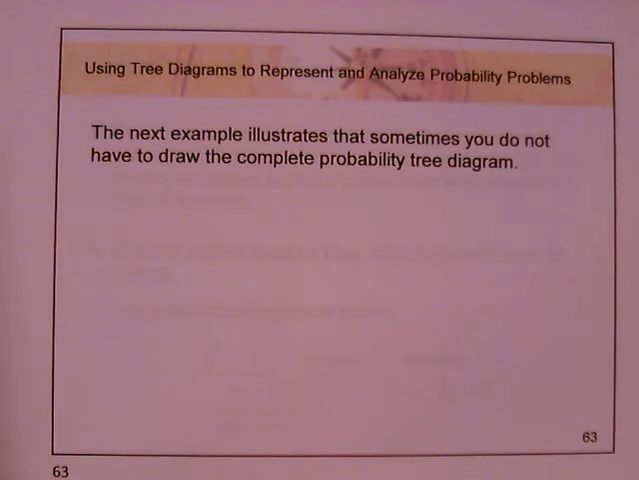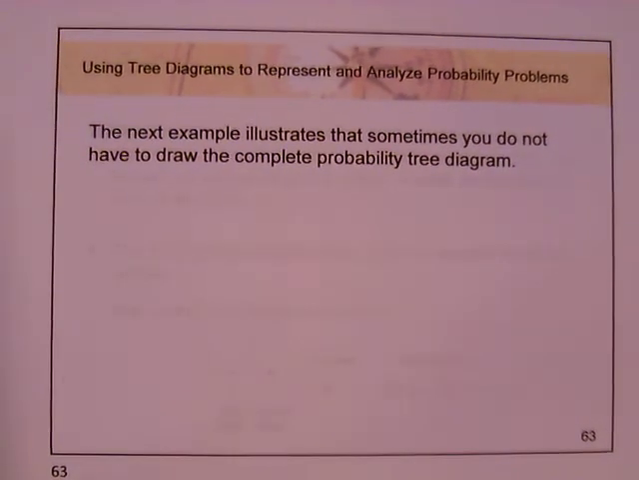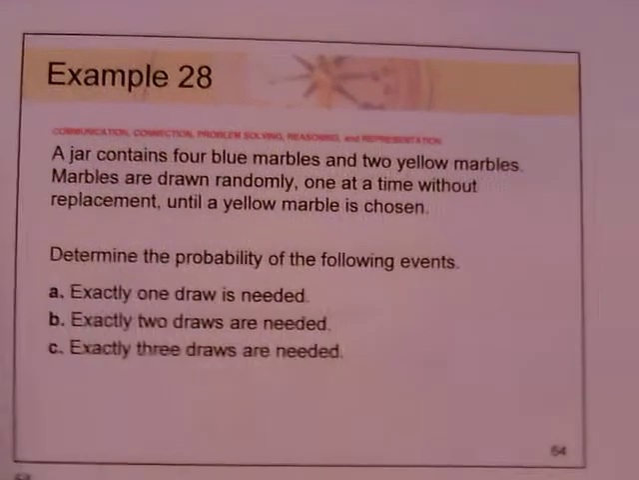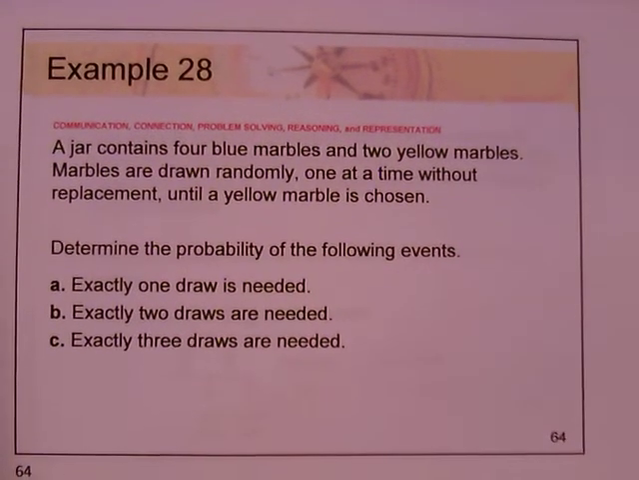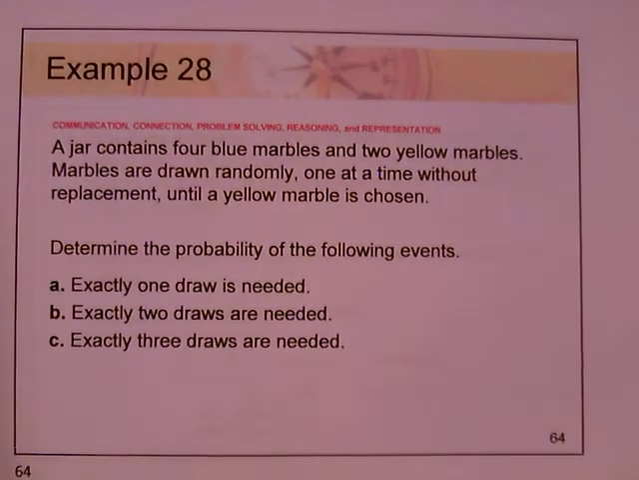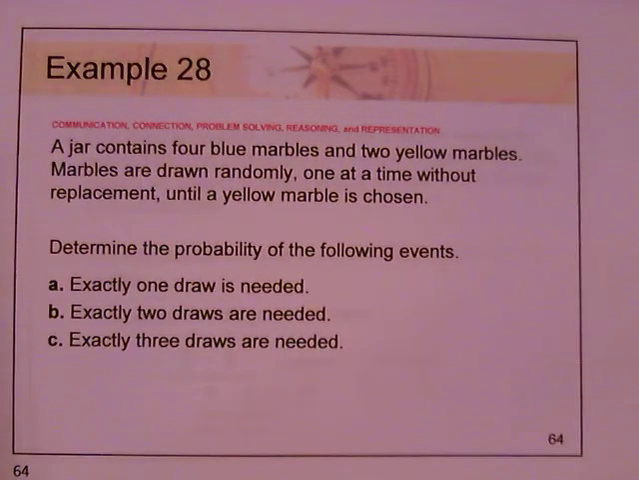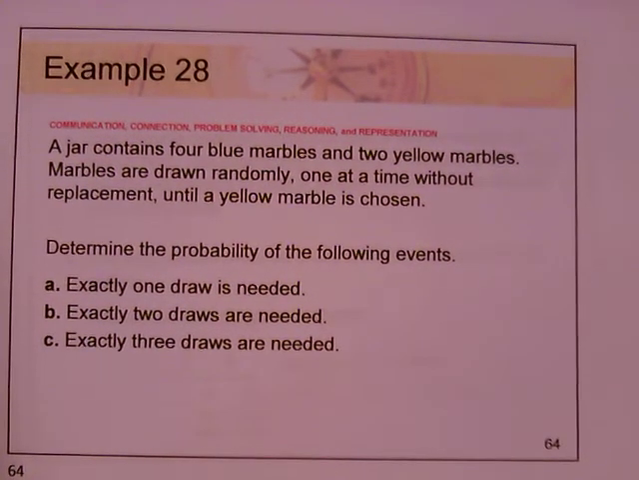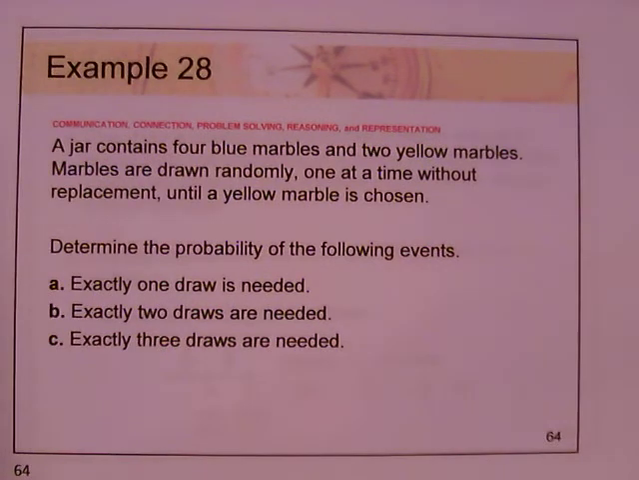Now, this next example will illustrate that sometimes you don't need to draw the complete probability tree diagram, as I showed you. So, in this example here, let's look at it. A jar contains 4 blue marbles and 2 yellow marbles. Marbles are drawn randomly, one at a time without replacement, until a yellow marble is chosen. So here you want to determine the probability of the following events: that exactly 1 marble is drawn, exactly 2 draws are needed, or exactly 3 draws are needed.